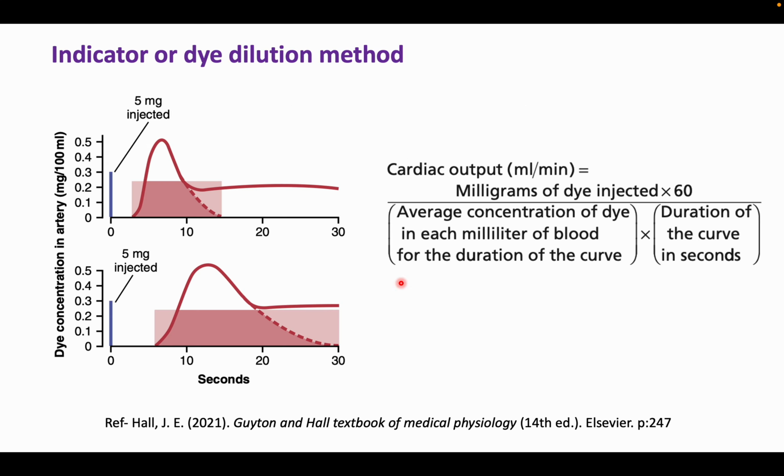It looks like this. This is a reference taken from the Guyton and Hall Textbook of Medical Physiology. In this graph you can see on the x-axis it is time in seconds, and on the y-axis it is dye concentration in the artery, in milligrams per 100 ml. Here you can see 5 milligrams of dye is injected, and that time is noted as the 0 point. After that the values are taken from the brachial artery, and it takes time to record because the dye will pass through different heart structures and then reach the peripheral artery. So it takes some time.